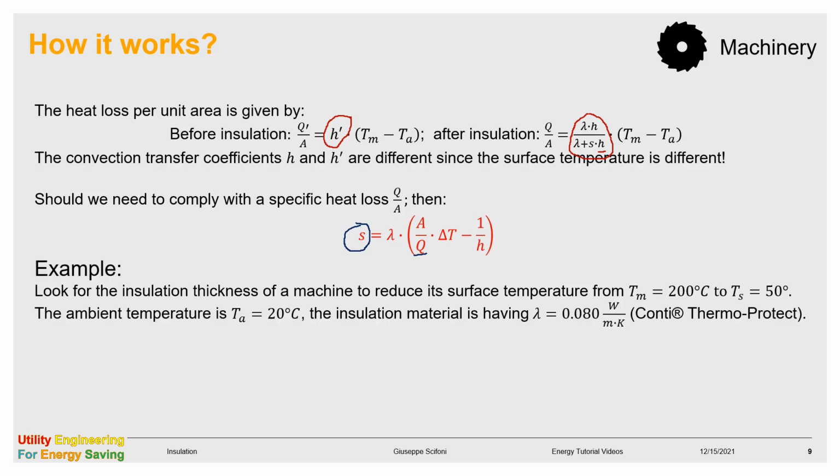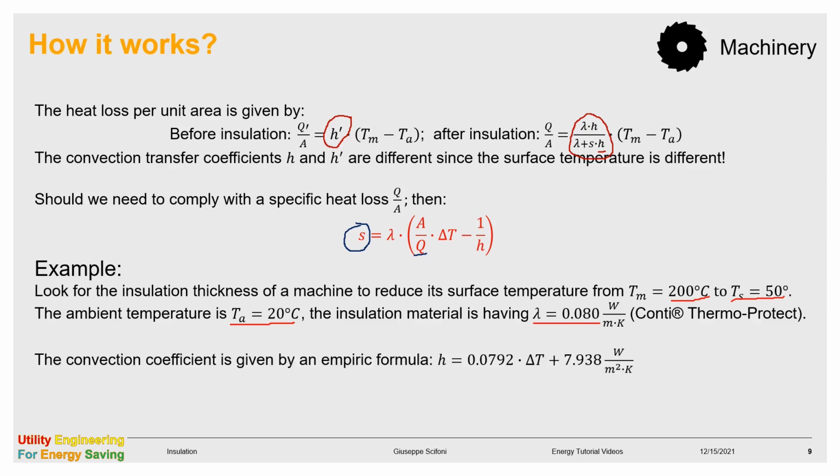Let's consider now another example. We look for the thickness of the insulation for a machine having an outer temperature of 200 degrees and a wanted temperature after insulation of 50 degrees. The temperature of the ambient stays as 20 degrees and the insulation property is 0.080 watt per meter per Kelvin. We assume to use our Conti Thermoprotect material.